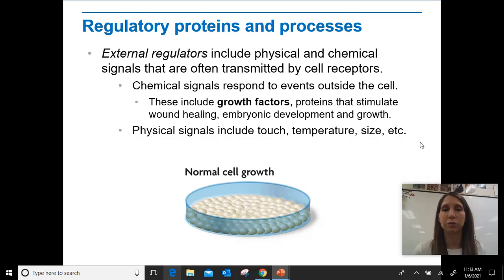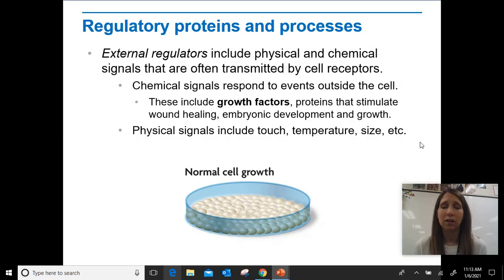So chemical signals respond to events that are outside of the cell, and these include things like growth factors. If they're chemical, that means that they are made up of molecules, right? And so molecules in this case can be growth factors, which are protein hormones that can help to stimulate things like wound healing, embryonic development, and general growth in an organism. You've probably heard of human growth hormone. That is an example of a growth factor.